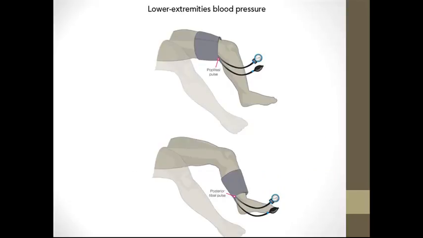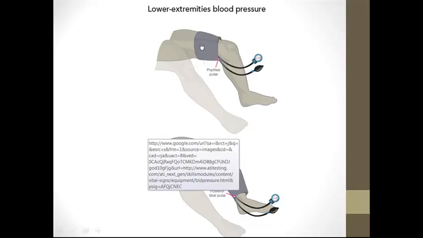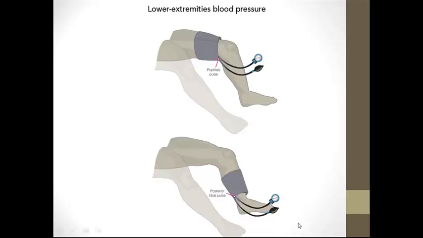And to take a lower extremity blood pressure, as you can see how we wrapped the thigh blood pressure cuff over this person's thigh, you would then place the bell or diaphragm of your stethoscope over the popliteal pulse, which is in the back of the knee. So you want to feel for that pulse, and then that's where you would place your bell or diaphragm.